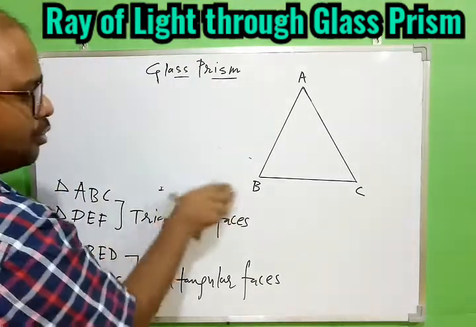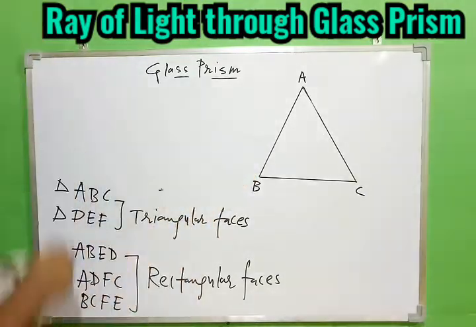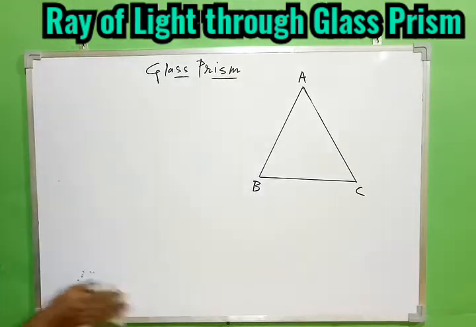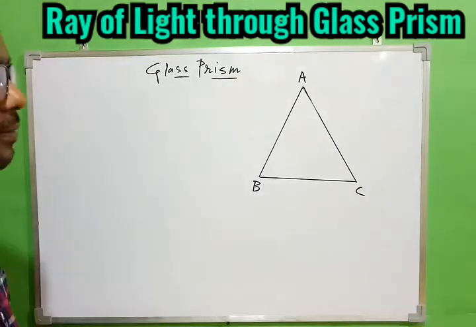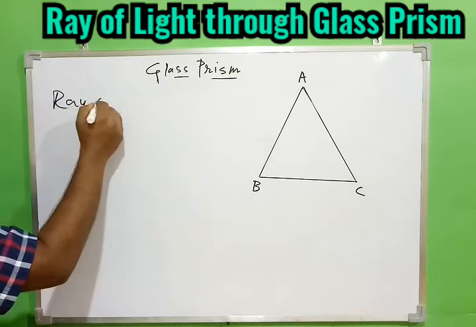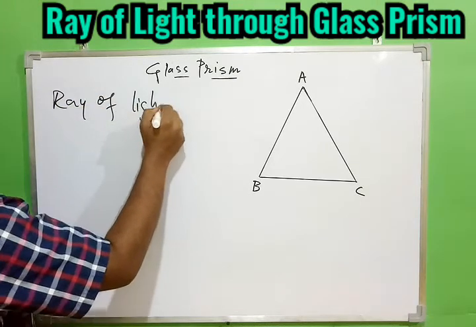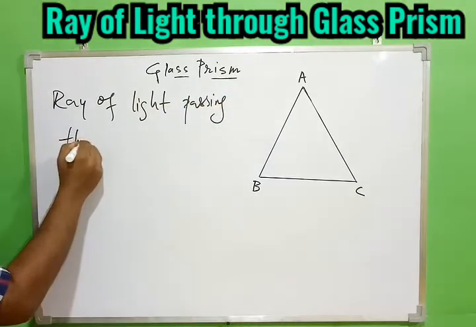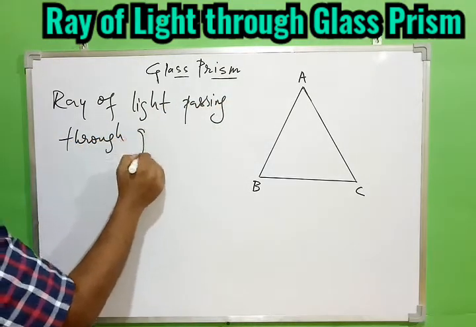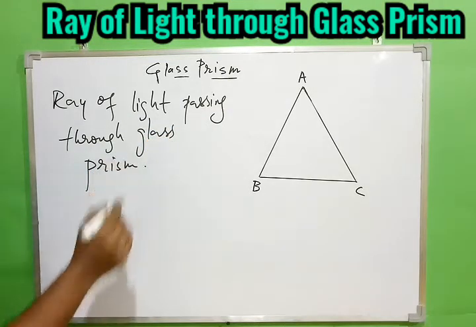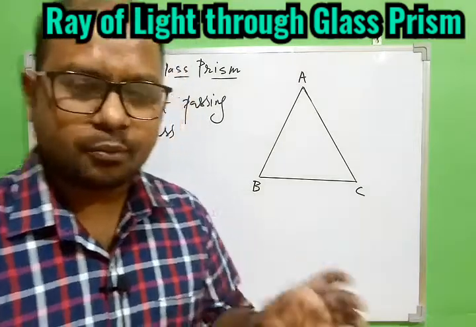So overall it is in the form of a prism only, and we are going to understand how the ray of light will travel through this prism. What will be the path of the ray of light? So, ray of light passing through glass prism. So that is the topic we have. We'll understand all the terms, different angles, the rays, that is very important.